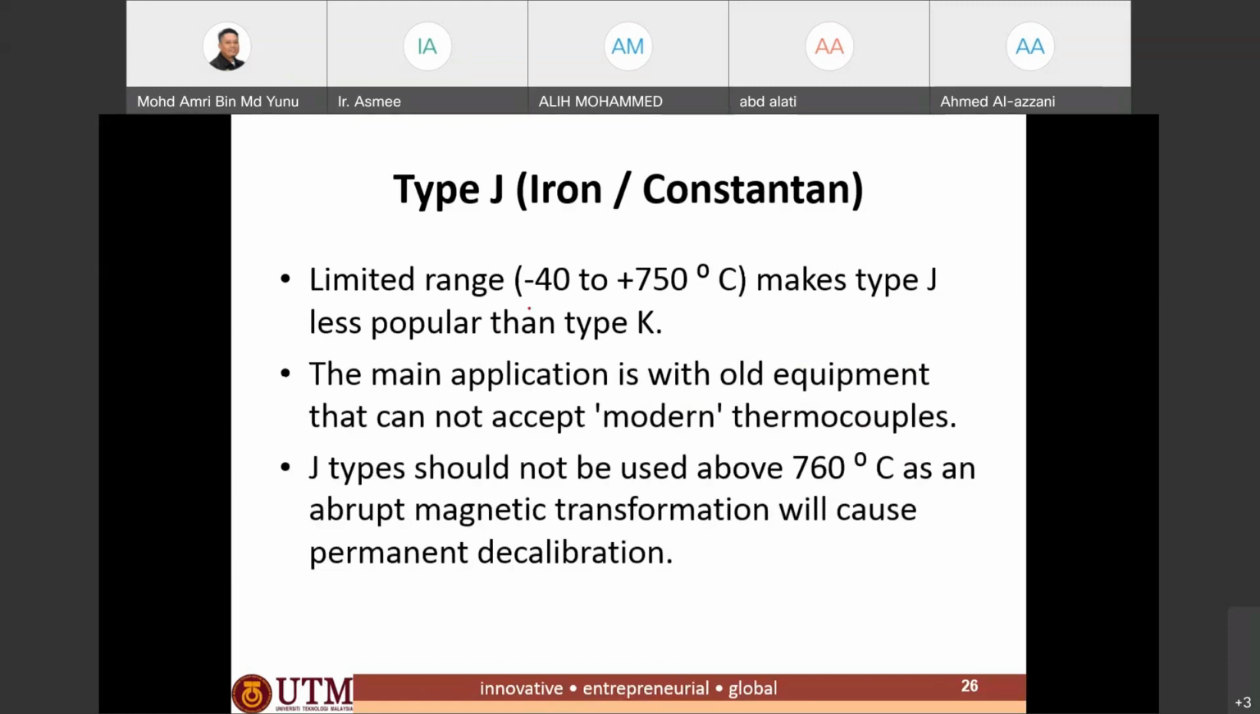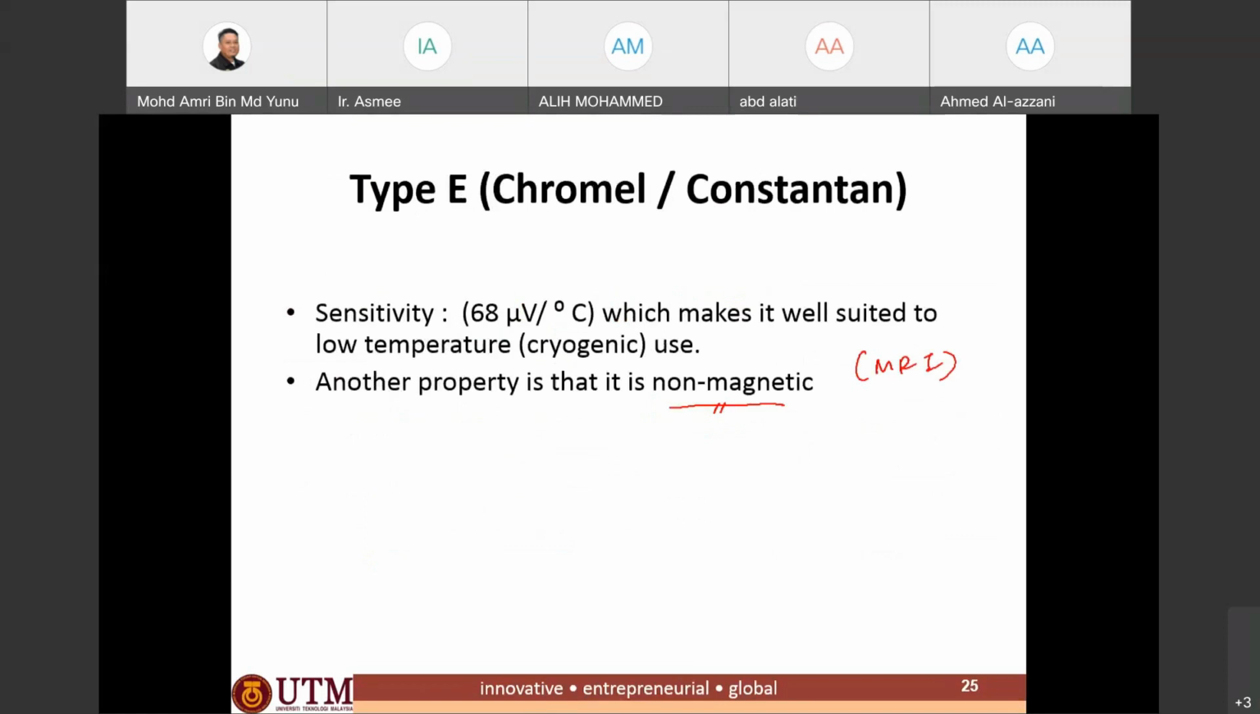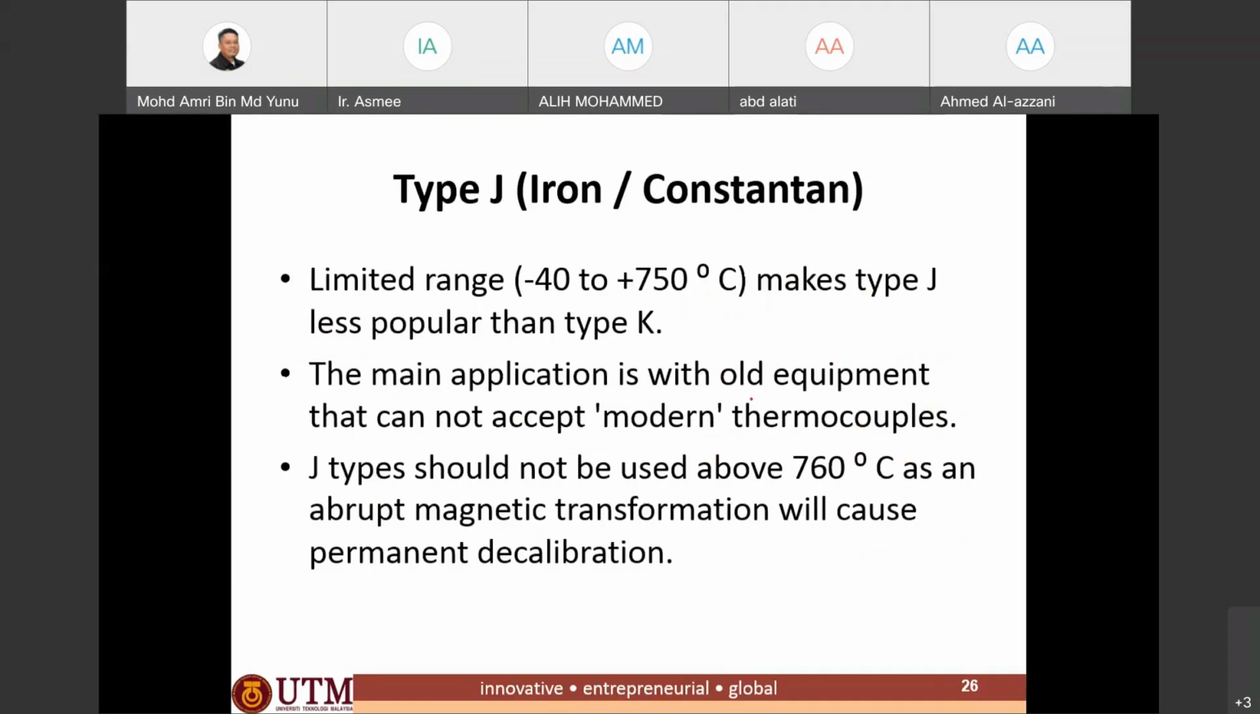J has a limited range because it's made of iron and constantan. So this is quite old. It must not be used above 700 degrees Celsius, and it's made of iron, so it is magnetic.